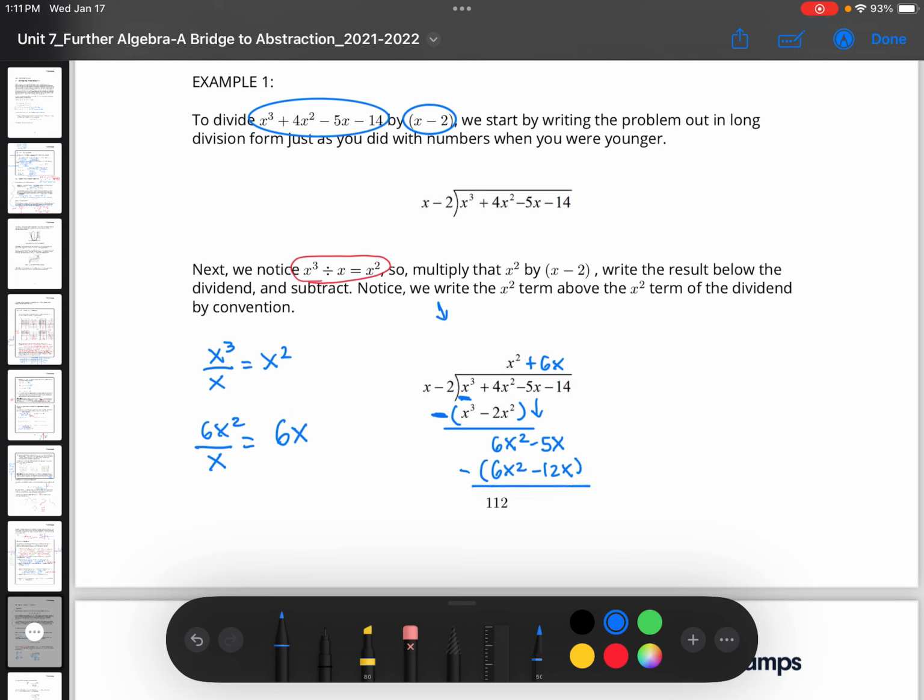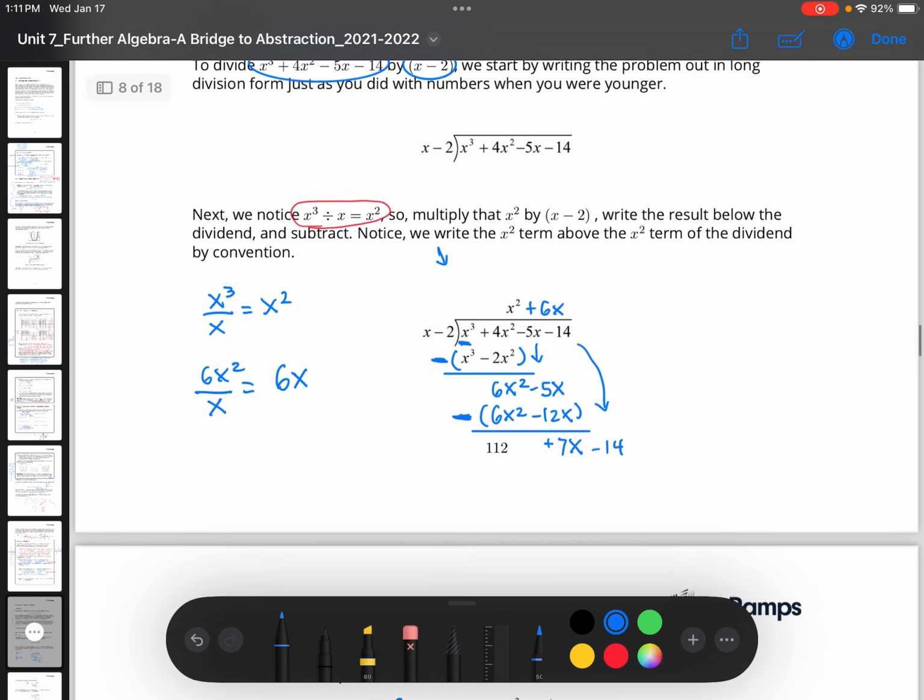Now, don't forget, we have to subtract this. If you happen to remember long division, this works pretty much alike. 6x squared minus 6x squared is going to cancel. This negative right here will make this into a positive, so that would give me a negative 5x minus a 12x, which is going to give me a positive 7x. Then we drag down this negative 14 at the end, and we do this all over again.